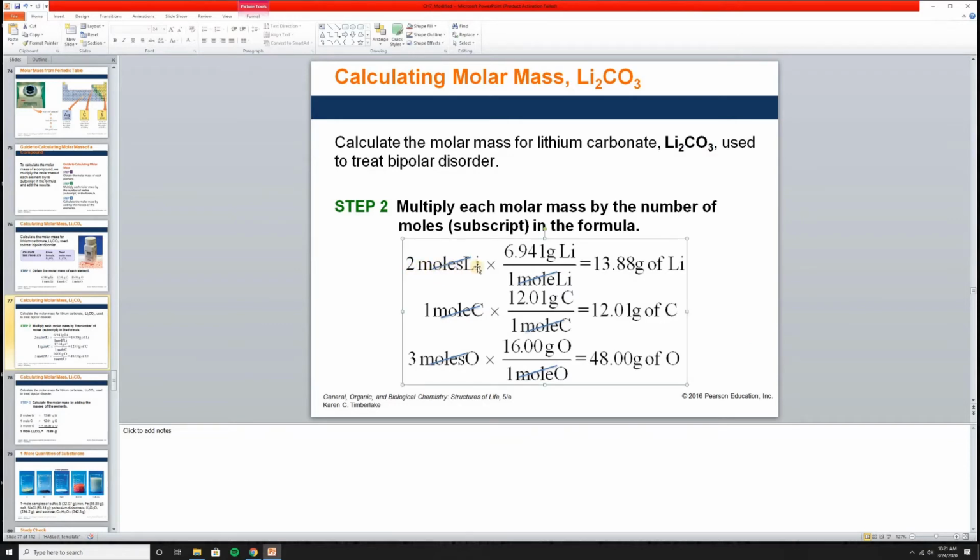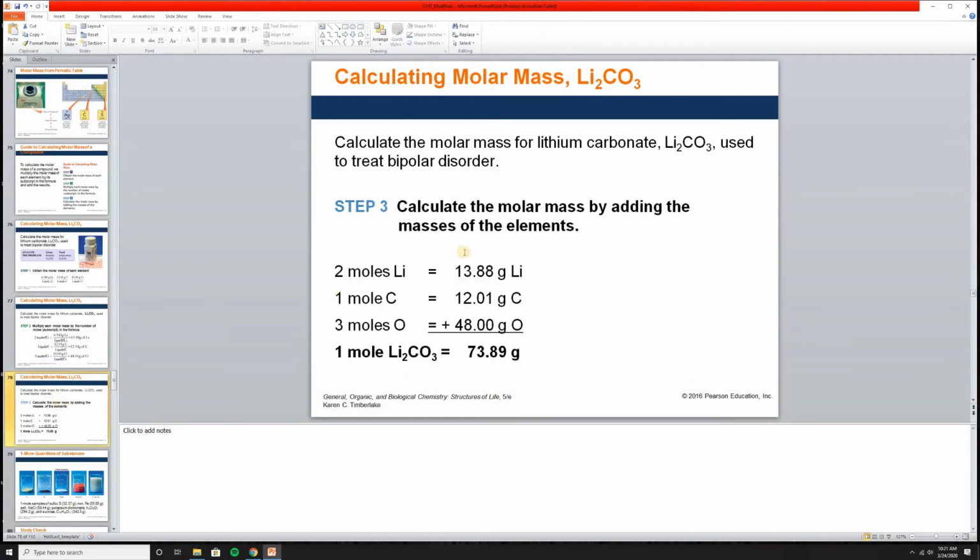2 moles of lithium, or 2 atoms of lithium, times the molar mass of lithium, 6.941, that equals 13.88. 1 atom, or 1 mole of carbon, times 12.01 grams of carbon. 3 moles of oxygen, 3 times 16 grams per mole of oxygen, 48 grams of oxygen. And then we're going to add all those numbers up, and we get 73.89 grams as our molar mass. So that's our answer.